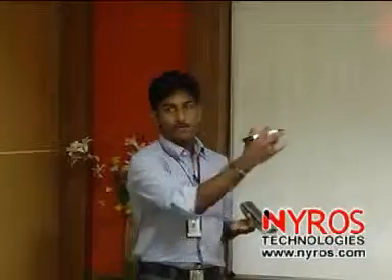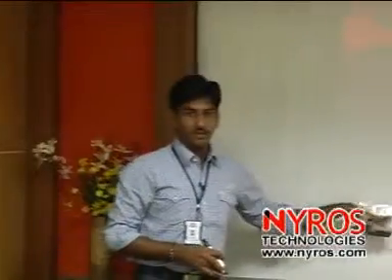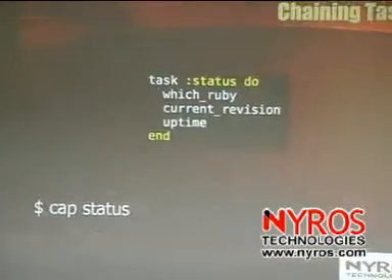And also, if you want to know which Ruby version, current revision, and uptime, what is the uptime of that revision, you can use the cap status command, which will show all these details.